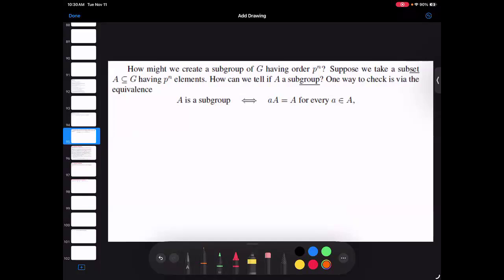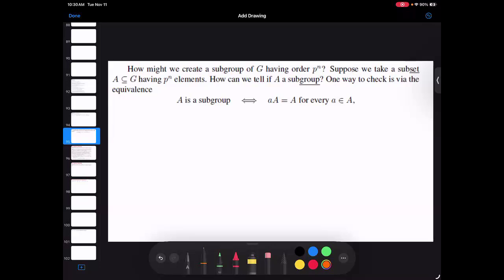And so the book says there's a really nice equivalence. A is a subgroup if and only if, whenever you take any element little a in A, then little a times A is all of A. So because there's this equivalence, we have to go in two directions. One direction is probably not so bad. Which direction do you think is the easier direction? Assuming it's a subgroup and show the condition holds, or the condition holds implies it's a subgroup.